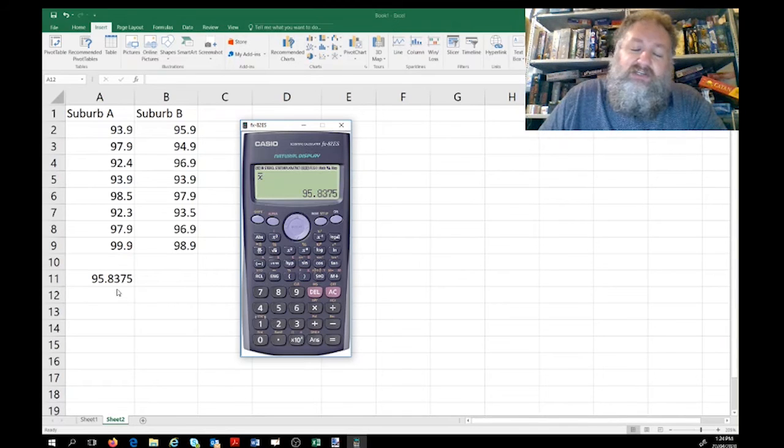Also, I'm showing you how to do this in Excel at the same time, so that's handy too. If you don't have your calculator, you can do it on the computer.